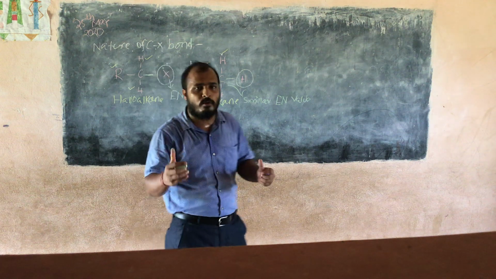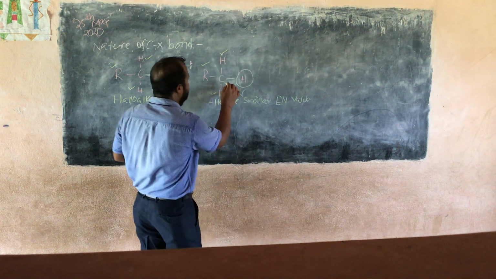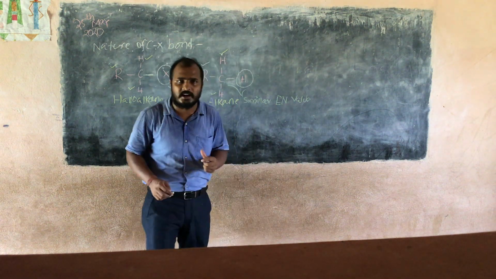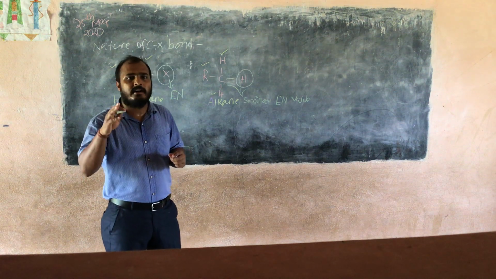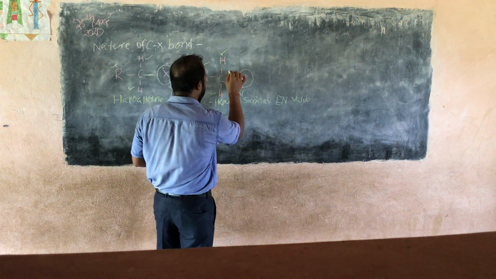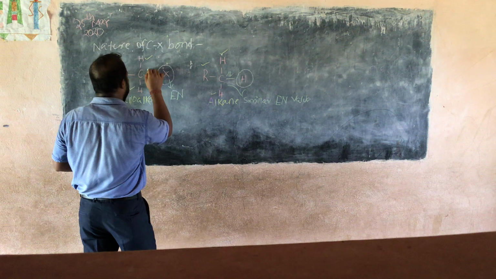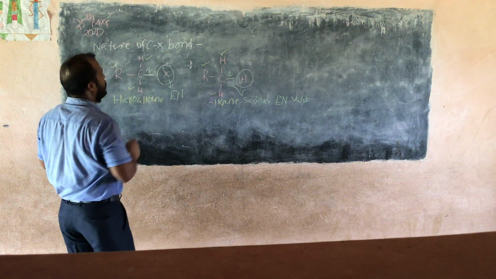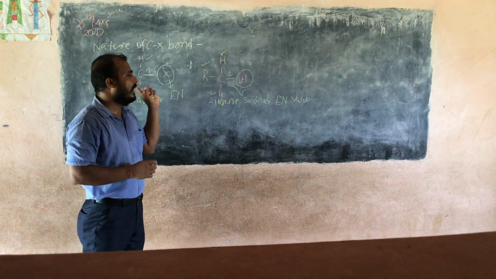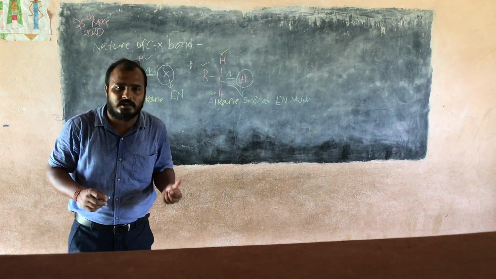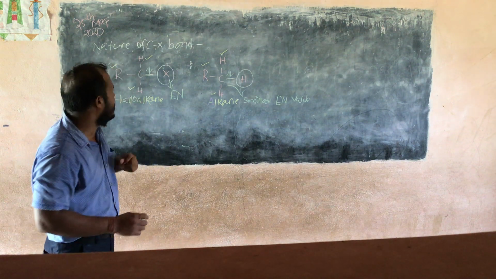It means the force on the bond pair electrons. This is a covalent bond. How many electrons are needed in a covalent bond? There is a need of 2 electrons. So here it is 2 electrons, here it is 2 electrons. These two electrons are involved in the bond formation. That's why they are known as bond pair electrons.